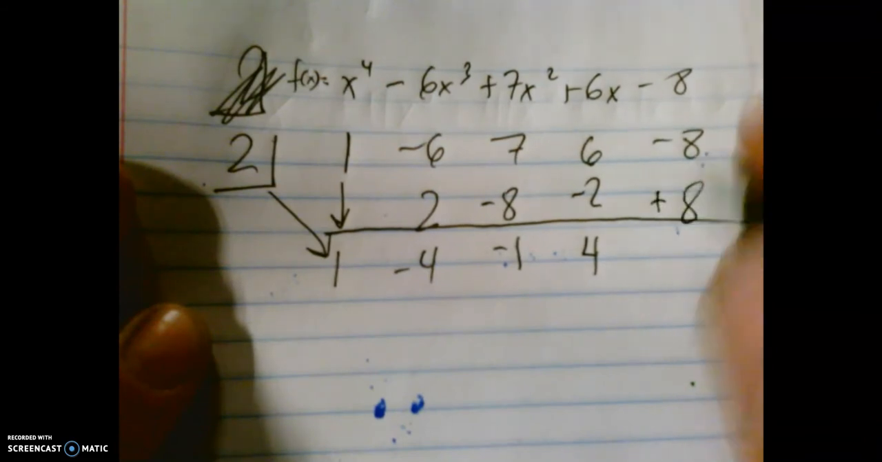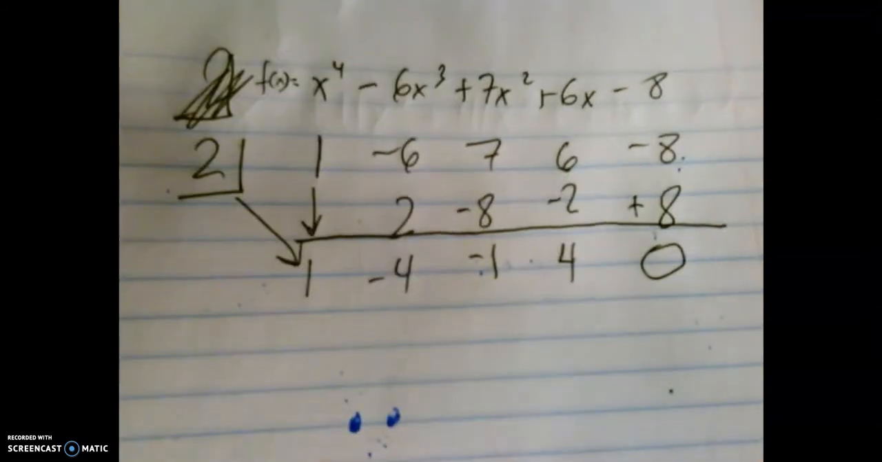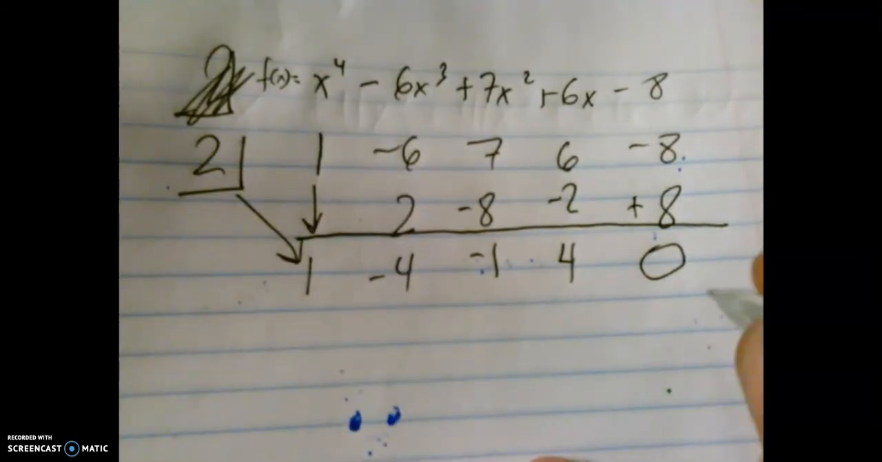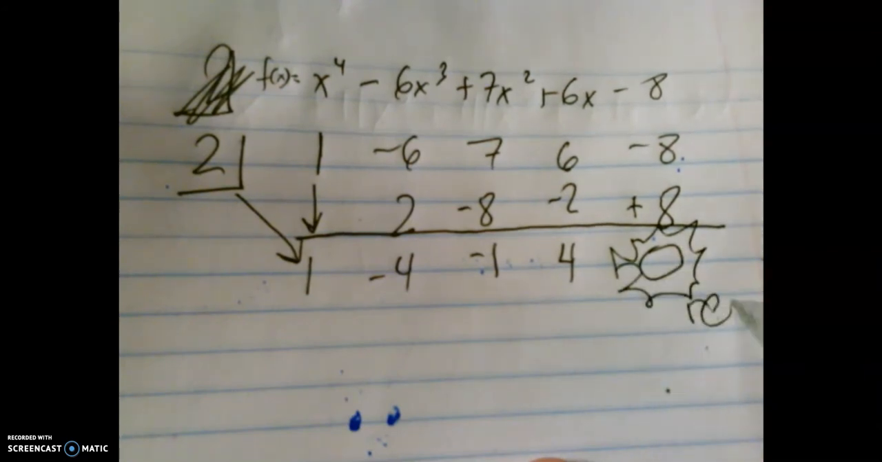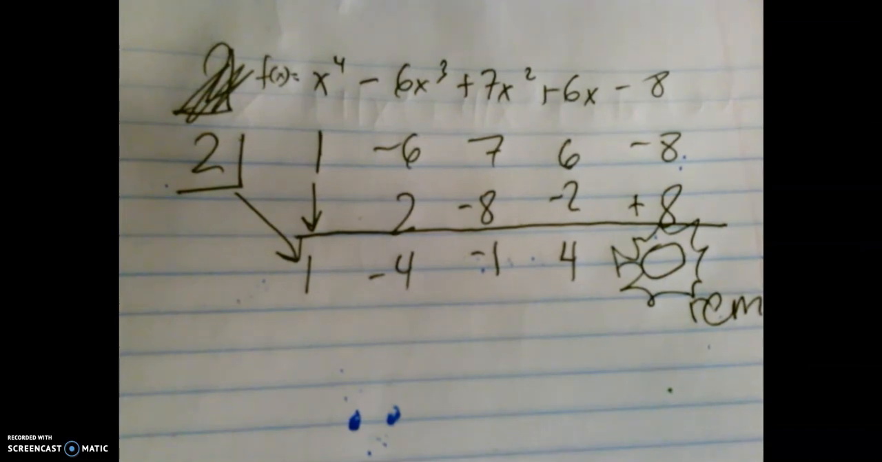I swear. I'll show you why we would have gotten lucky eventually anyways. But 0 is the remainder. 0 is the remainder. Okay, that's what we want.